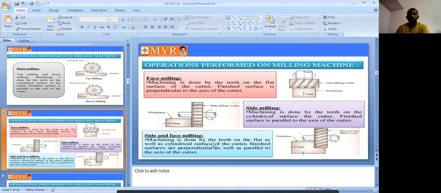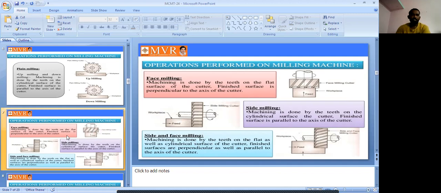So side and face milling రెండిట్లో ఏముంటుందంటే machining is done by the teeth on the flat as well as cylindrical surfaces of the cutter. Finished surfaces are parallel as well as perpendicular to the axis of the cutter. So the combination of these two we can call as the side and face milling.